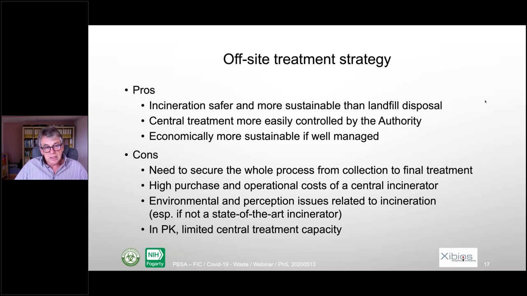Also, in practice, it is actually often more viable from an economic point of view and more sustainable if well managed, because there is an economy of scale there. It's less expensive to operate one large incinerator than, for instance, 20 small ones. The drawback is that if we use that strategy, we need to secure the whole process from collection to final treatment. So that generates some cost also.